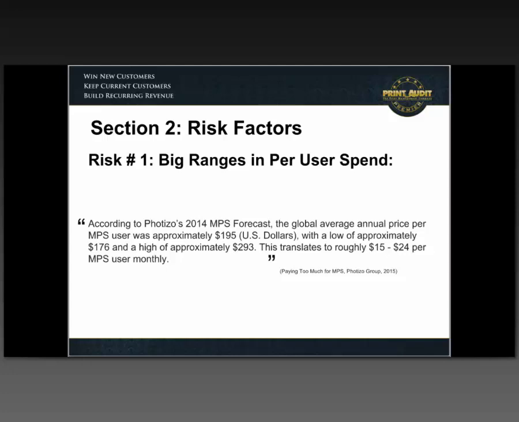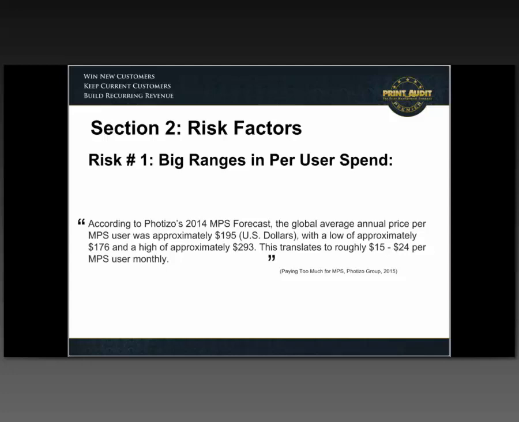If you look at these numbers from Fotizo, for a user, their print spend can be anywhere from $15 to $24 per MPS user per month. And that's a pretty big range. So certainly the one thing you can't do is consider doing just a one-price-fits-all. And we've experienced that in the cost per page world as well.